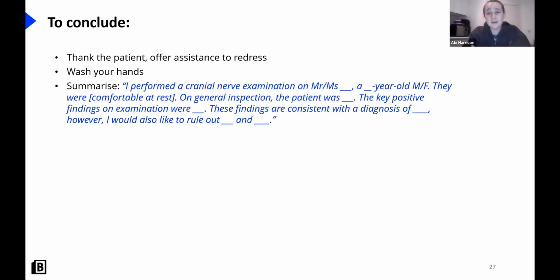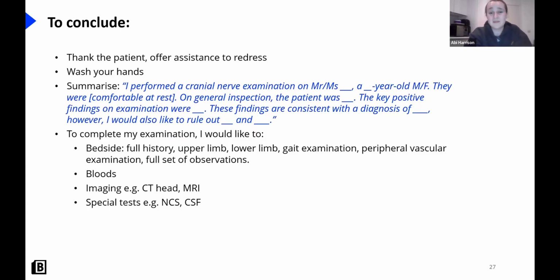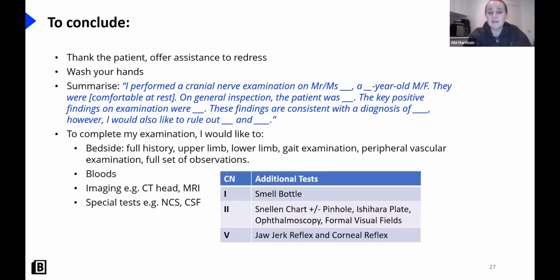And then we spoke at the beginning about most likely, rule in, rule out. I've listed some further examinations there for you, so you can always offer a full history. Think about the other types of examinations you want to do, and then try to structure your thoughts into bedside, bloods, imaging, and special tests, and think about those pathologies that you've listed as differentials and what investigations you would need to do to rule them in and out. And then this table essentially summarises all the starred parts of the slides that I spoke about before: what additional tests can I do to further assess the cranial nerves that I've already examined?